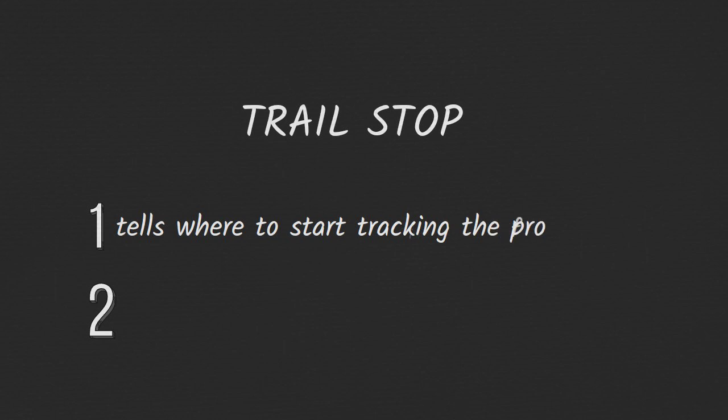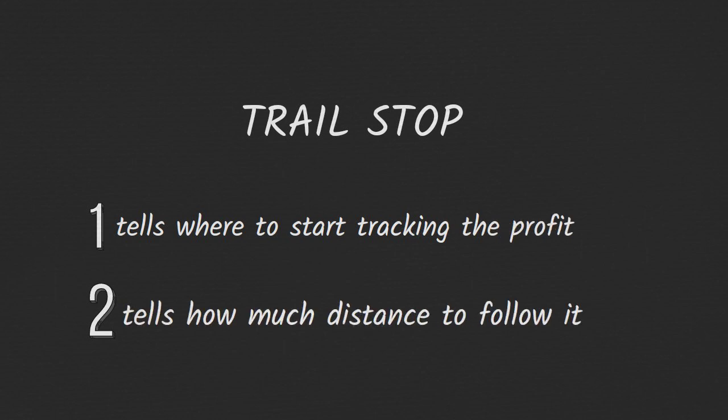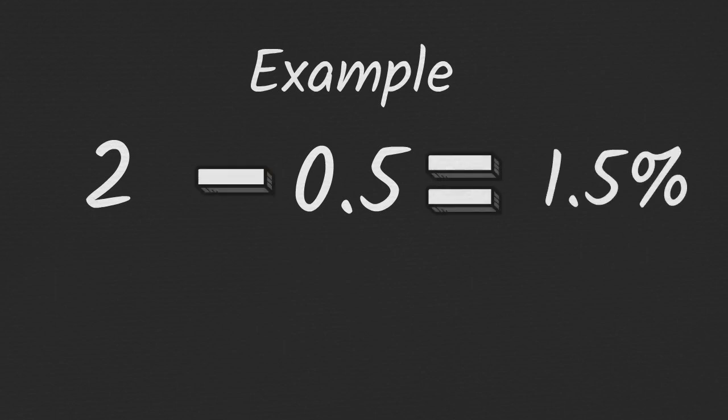The trailing stop consists of two components. The first component tells where to start tracking the profit, and the second component tells how much distance to follow it. Example: start percentage, 2. Follow percentage, 0.5. 2 minus 0.5 equals 1.5%. 2% is where the trail stop starts to work.